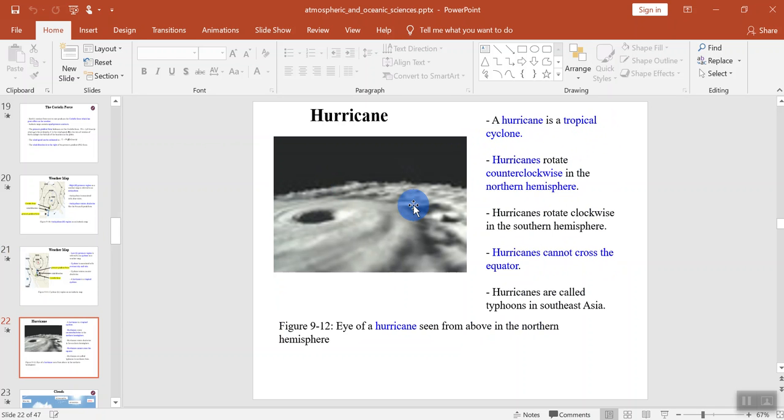Hurricanes rotate counterclockwise in the northern hemisphere and the opposite in the southern hemisphere. Hurricanes cannot cross the equator. Why? Because at the equator, the Coriolis force is equal to 0. Okay?